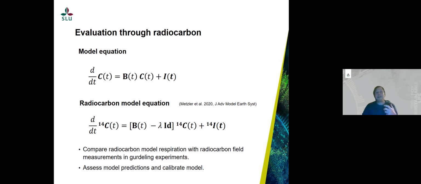So this means, having a nice ordinary differential equation system for the original model, we can also easily simulate the radiocarbon component. And then we can directly compare the radiocarbon model respiration with radiocarbon field measurements in girdling experiments. This way, we can then assess the model predictions and maybe even through the backdoor somehow calibrate the model and try to improve this difficult part of the storage allocation.